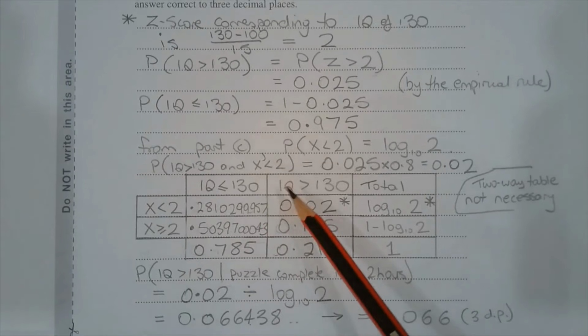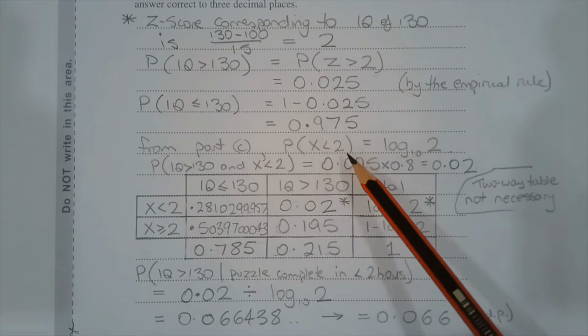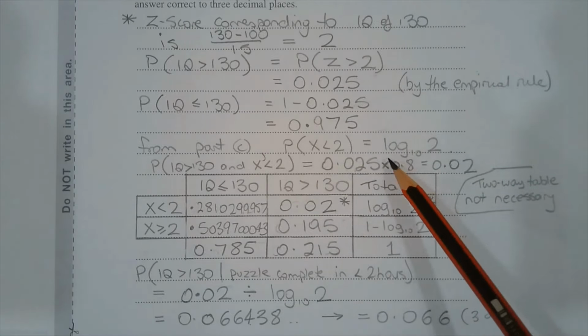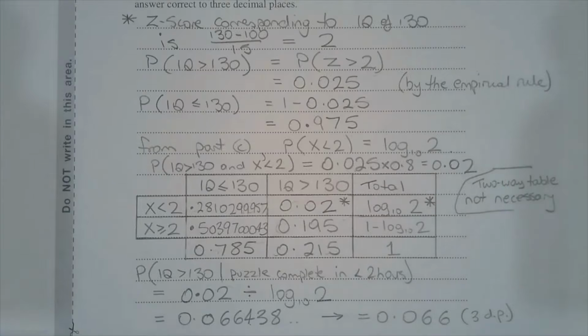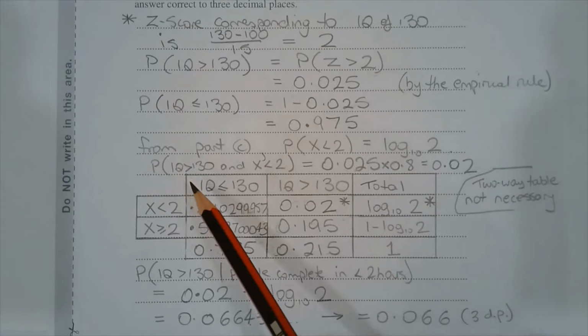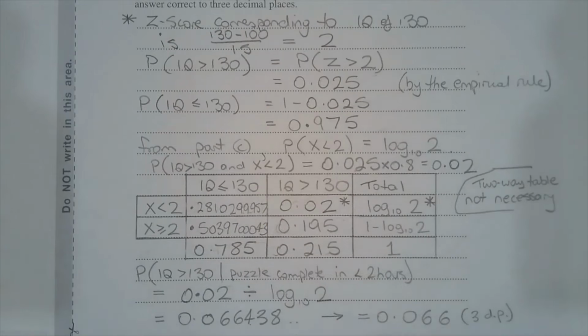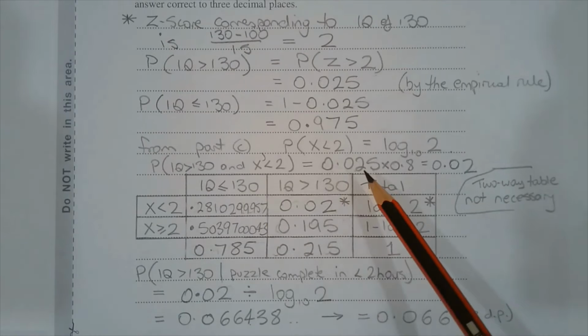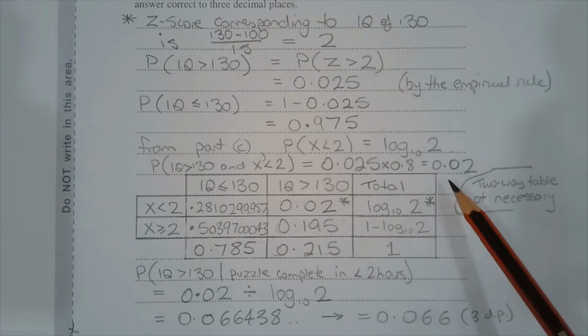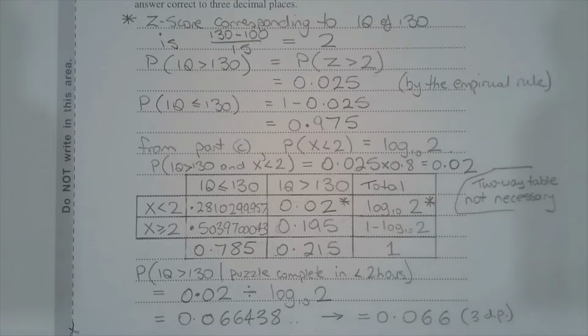Now, from part C, the probability that x is less than 2, that is, someone chosen completes the puzzle in less than 2 hours, is equal to log base 10 of 2. Hence, the probability that someone chosen has an IQ of greater than 130 and completes the puzzle in less than 2 hours is equal to 0.025 multiplied by 0.8, which equals 0.02. Now, this two-way table is not necessary for this solution, but again, it's provided for completeness.